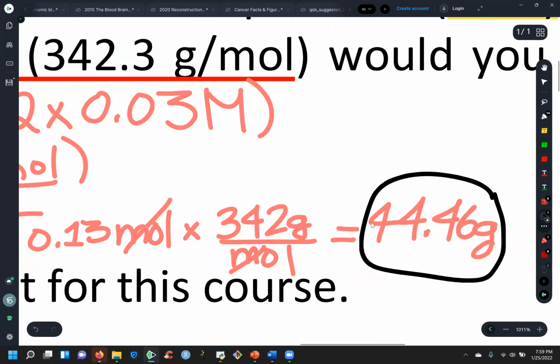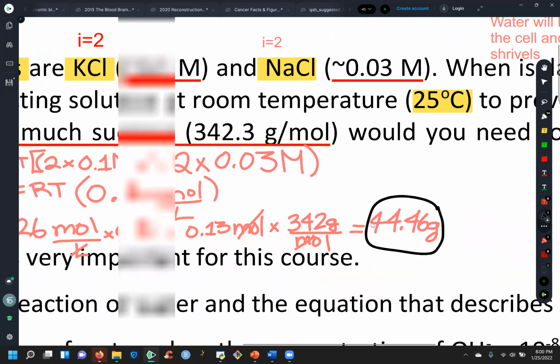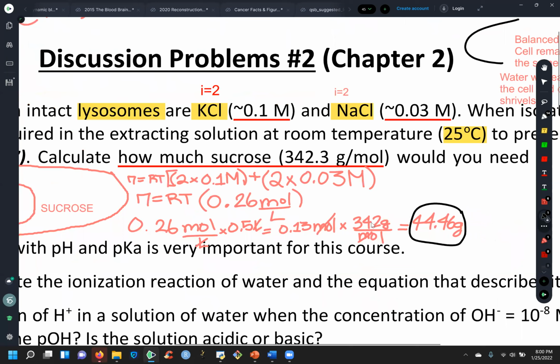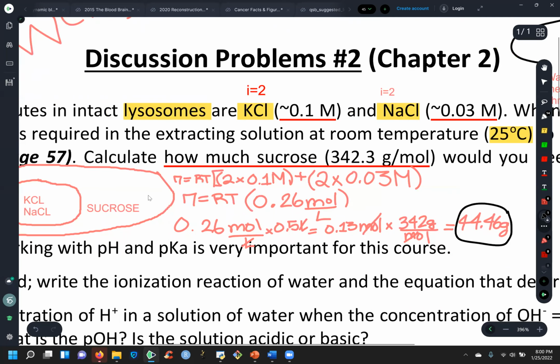I would practice this problem on several sheets of paper a few times, just go through it until you understand exactly what to do and when, without having to really look at your notes for the next step. But basically, this is saying that if you want the same concentration or the same osmolarity in the extracting buffer, which is sucrose, as you have inside of the lysosome, so that the lysosome does not expand and does not shrivel up, you need 44.46 grams of sucrose, and you need to dissolve that in 0.5 liters, okay? And that's how you do that entire problem.